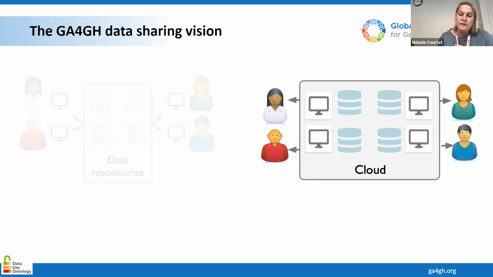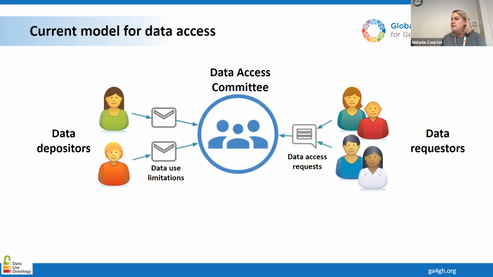What we find out when we consider that vision of the Global Alliance is that there's a need to take into account the current model for data access. So on the one hand side, we have data depositors who are preparing the data for submission. They are joining a data use limitation letter, which encapsulates the data use restrictions on those data sets, and they submit those to a data access committee.